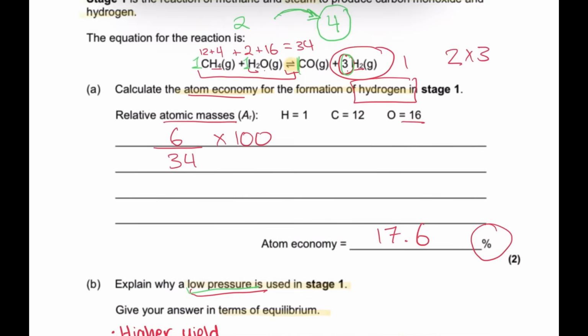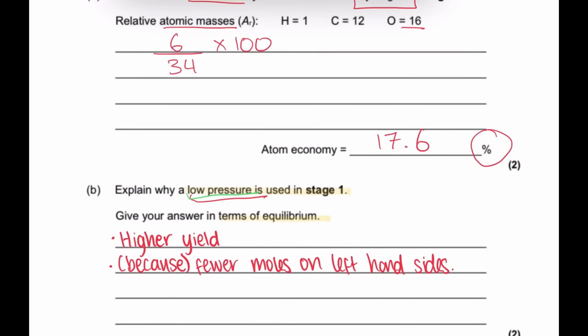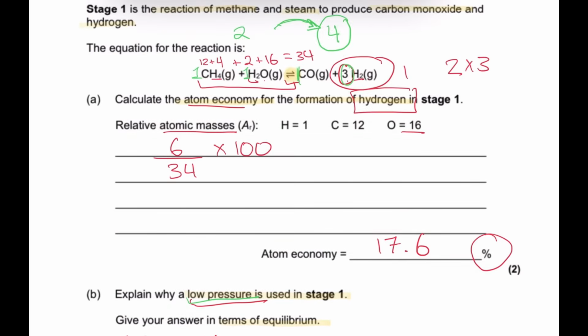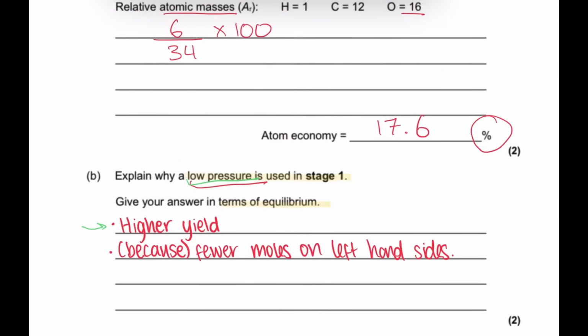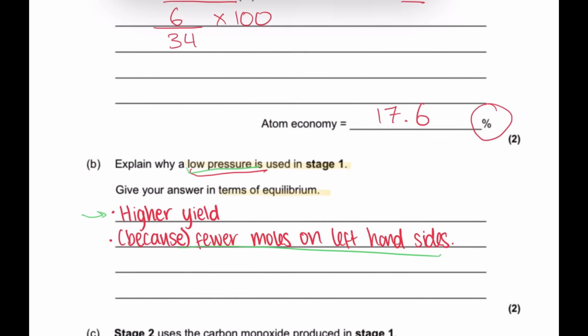So we just explain this by saying, because we get a higher yield, this is what we are after, so we get a higher yield, and this is because fewer moles are on the left hand side, or we could say because there are more moles on the right hand side. In these ones, we always give the reason why, and why exactly it favored one side over the other.